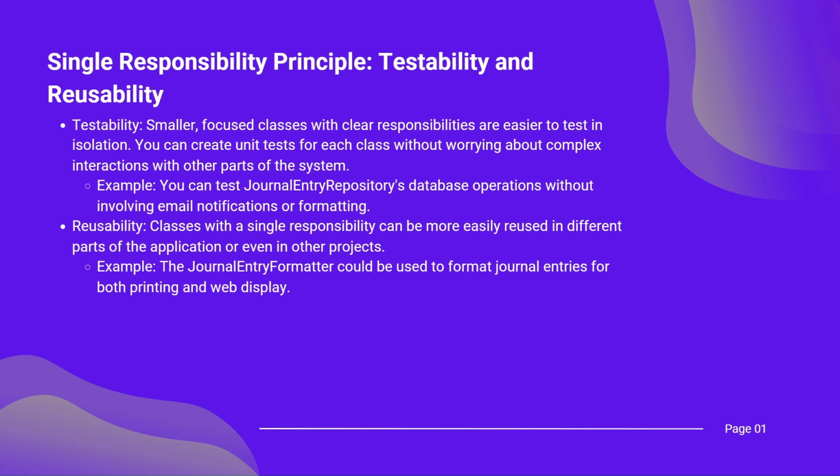Reusability is all about classes having a single responsibility, where these classes can be more easily reused in different parts of the application, or even in other projects. For example, the journal entry formatter class could be used to format journal entries for both printing and web display.